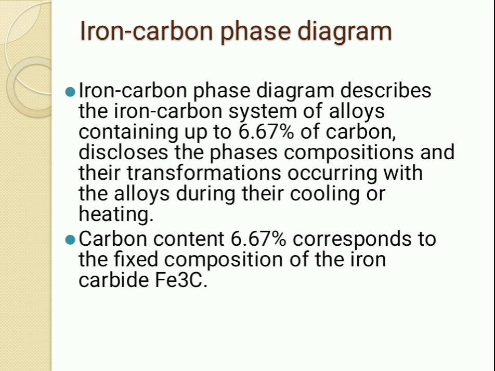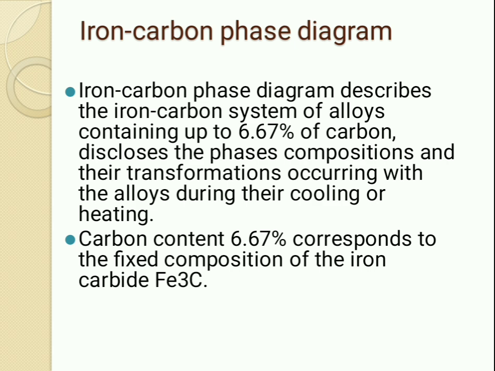Now we see what the iron carbide phase diagram is. When iron is heated up to the melting point and a small quantity of carbon is added, and we cool it down, we get various phases, and each phase has different properties and different allotropes. The iron carbon phase diagram describes the iron carbon system of alloys containing up to 6.67% of carbon. That means the solubility of carbon in iron is only up to 6.67%.